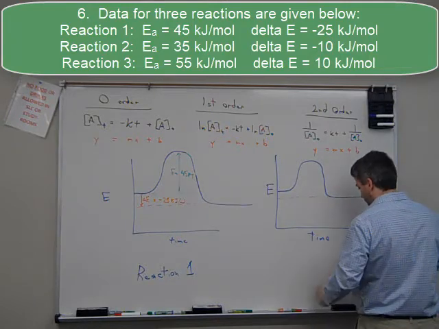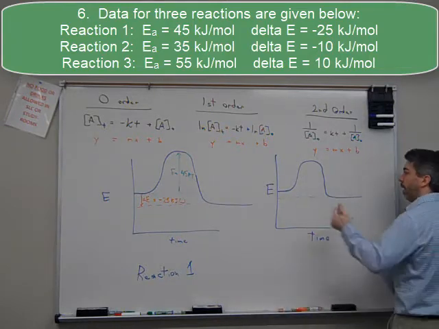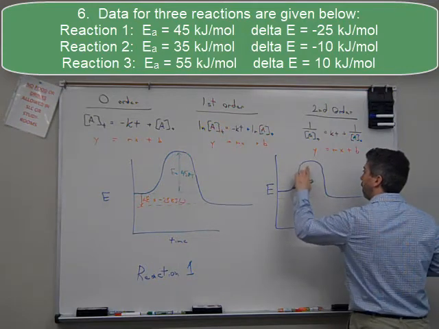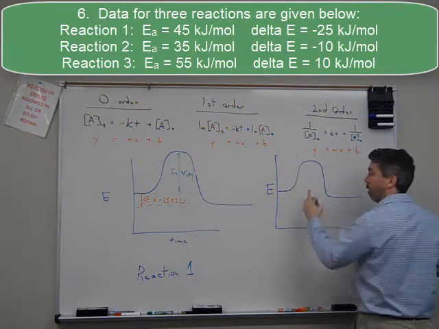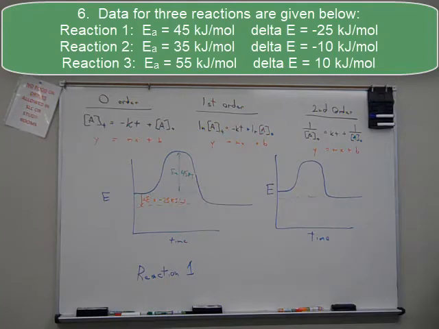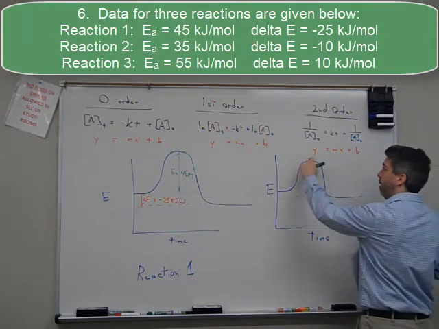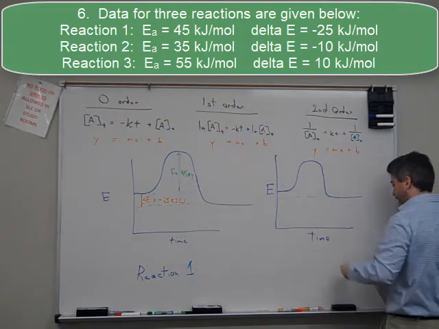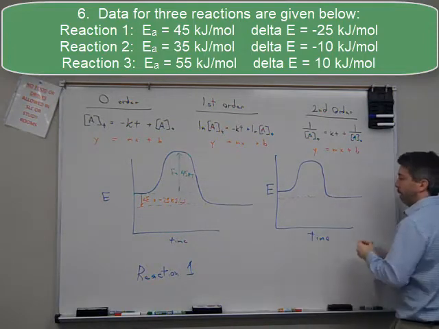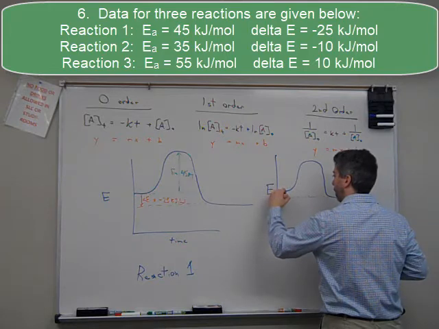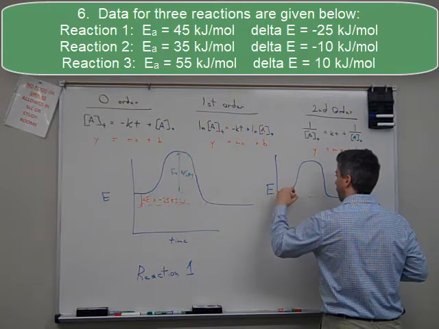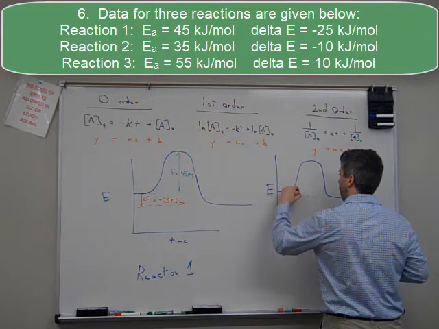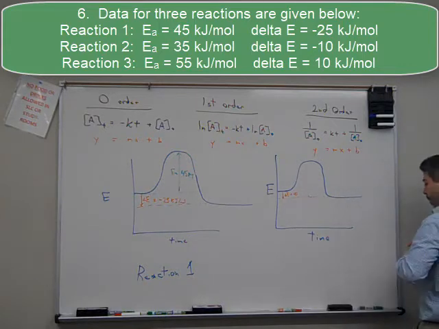And then I'll draw my... So it would be 10 lower than the initial, or is it 10 lower from the...? Yeah, so it's 10 lower than this one. Oh yeah, this here is 10 lower than the initial. Okay. So the delta E here is equal to negative 10 kilojoules per mole.